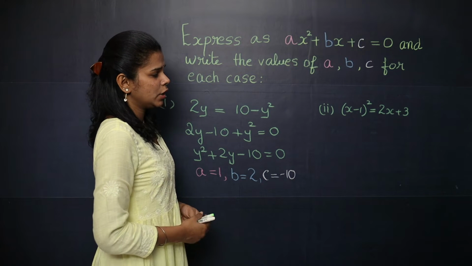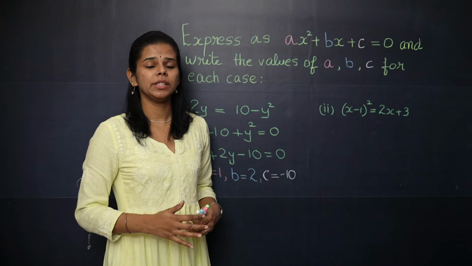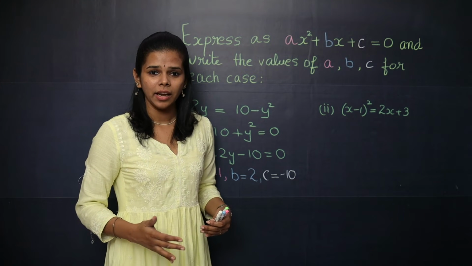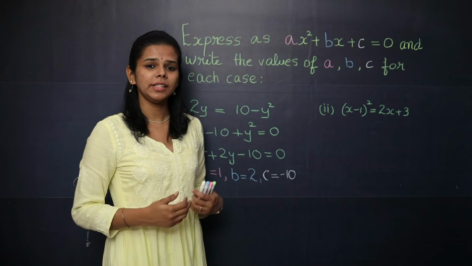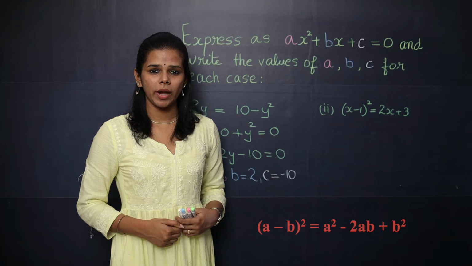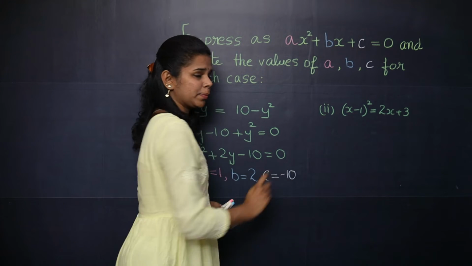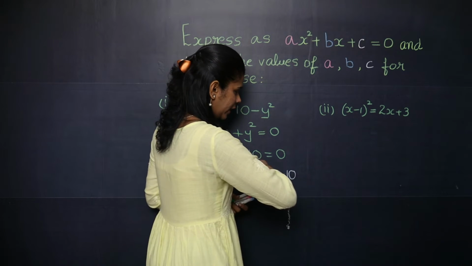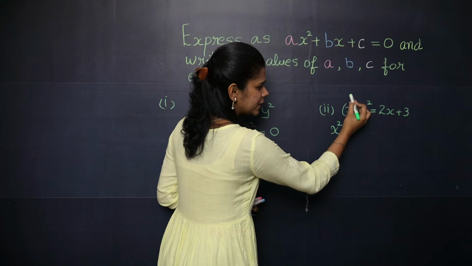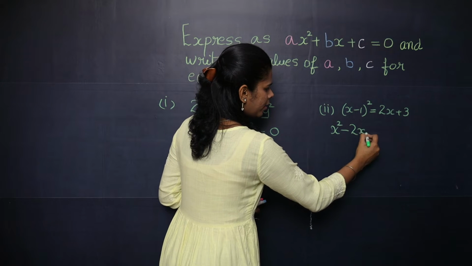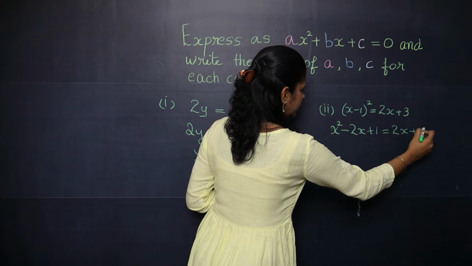So in this case you have x minus 1 the whole square in the LHS. So what you should do? You should simplify it or expand it in the identity form. That is a minus b the whole square. What is a minus b the whole square? A square minus 2ab plus b square. Here it is x minus 1 the whole square. So you can write it as x square minus 2 into x into 1, that is 2x plus 1 is equal to 2x plus 3.